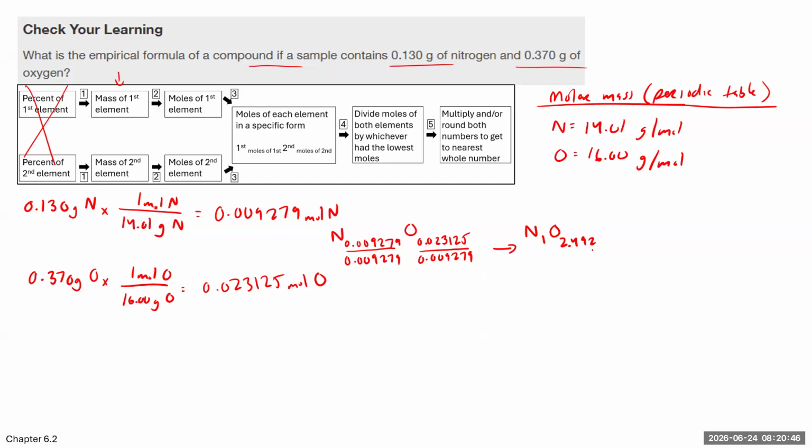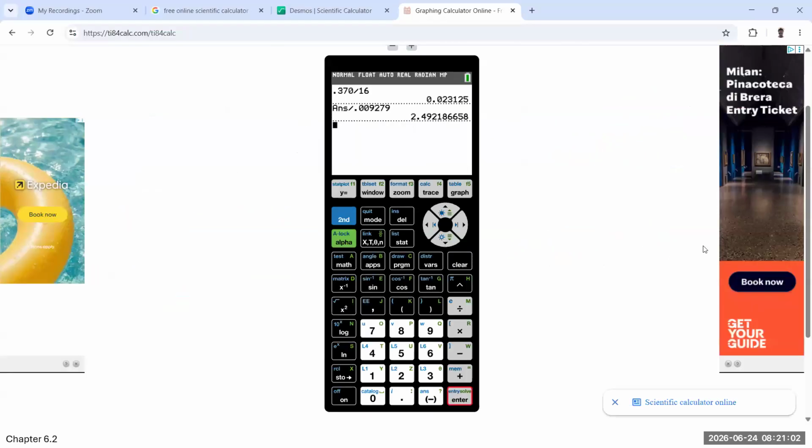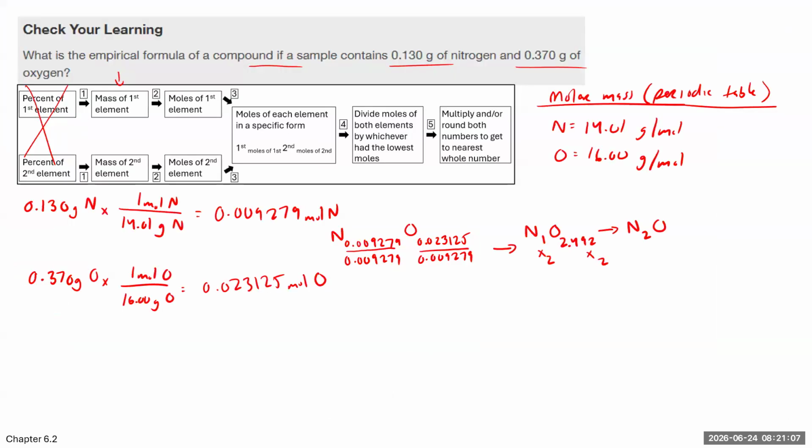2 to get it to almost 5. So let's try that. So we'll say multiply by 2, multiply by 2, N2, O. Let's do that. And let's multiply this by 2. And we got 4.984. 4.984. And we'll just put brackets here, times 2 to get to whole number.